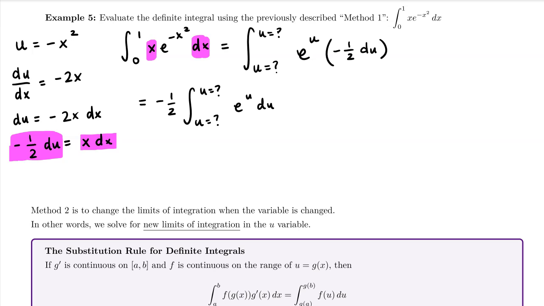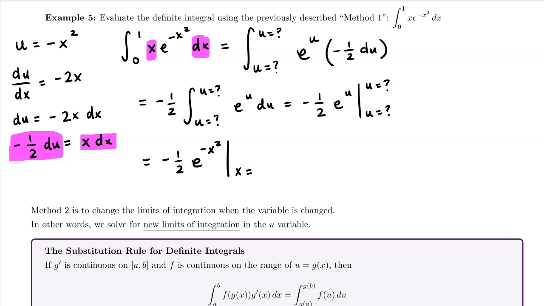And the nice thing is the antiderivative of e to the u is e to the u. So this is going to equal negative 1/2 e to the u, and this is being evaluated from u equals question mark to u equals question mark. Now, because I don't know what these limits of integration are in terms of u, what I can do now is get everything back in terms of x. So this is equal to negative 1/2 e, and then u I'm going to replace with negative x squared, and now we're evaluating this with our original limits of integration.